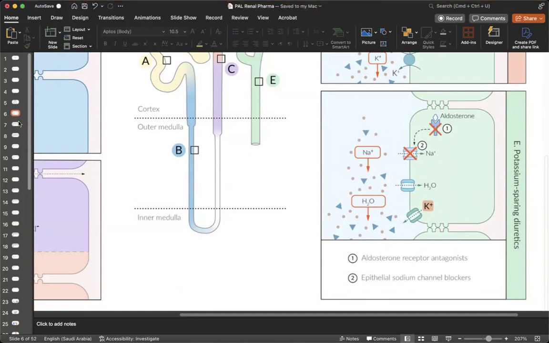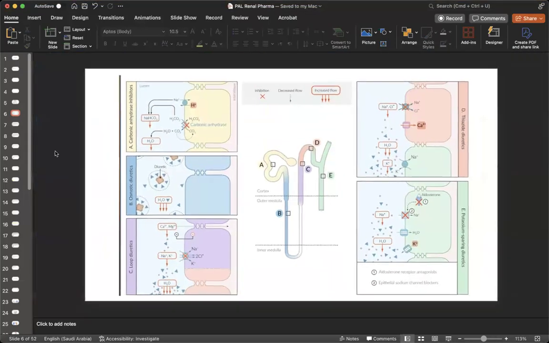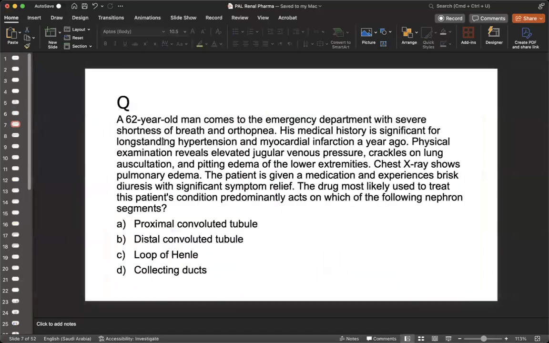Okay. Now, enough of discussion. Let's dive into some questions. Because this is a recording, you can pause the question, and then we'll talk about it. I'm assuming you read the question, and now you have an answer in your mind.